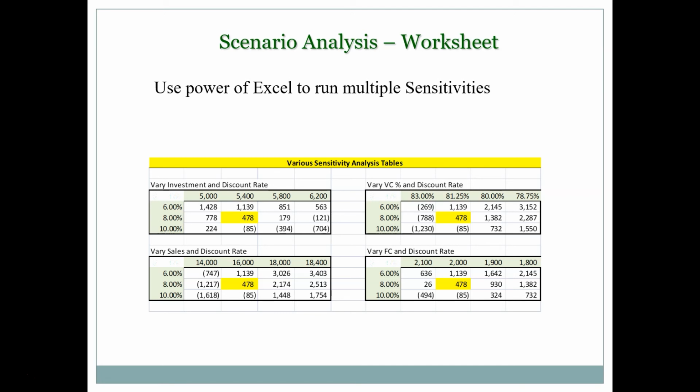My NPV rule is, again, very black and white. Positive NPV, take the project. Negative NPV, reject the project. But instead of just having one net present value, now I have four different matrices with 12 different net present values in them. And notice that in each matrix, we have some negative NPVs and some positive NPVs.